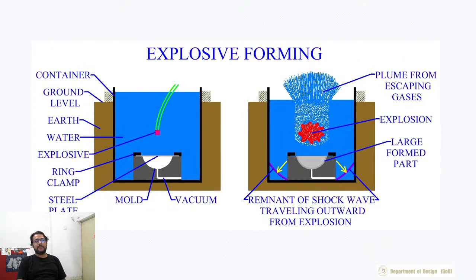And this other method, which is the most dramatic one, I think, is called explosive forming, where you would have a mold, you clamp the mold in one place and fill the whole tank with water, and you would have an explosion go off. The explosive shock wave pushes the sheet metal onto this die. Okay.